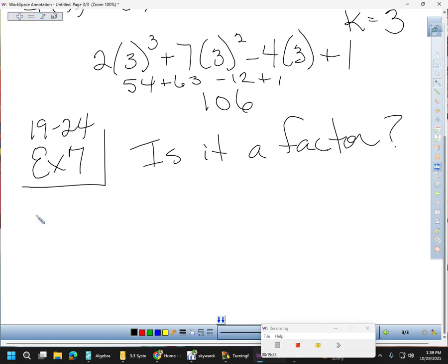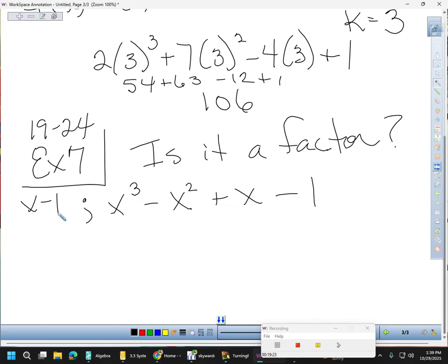So, let's say you have something like x to the third minus x squared plus x minus 1. And it starts off with x minus 1, and then it has a little colon. It wants to know if x minus 1 is a factor of that.